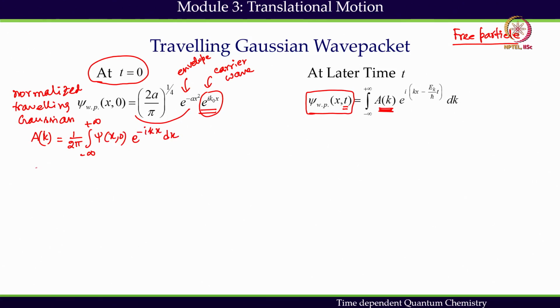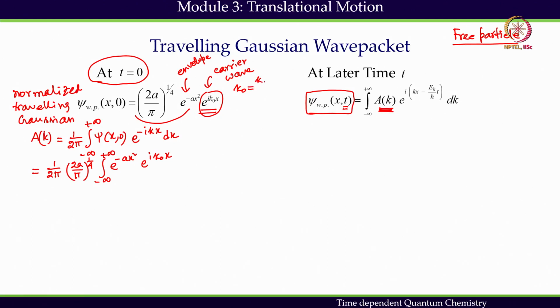So let us plug in this initial Gaussian wave packet. I get 1 by 2 pi, (2a by pi) to the power 1 by 4, integral from minus infinity to plus infinity of e to the power minus a x square, e to the power i k naught x. You can remember that k naught was the average of all k.